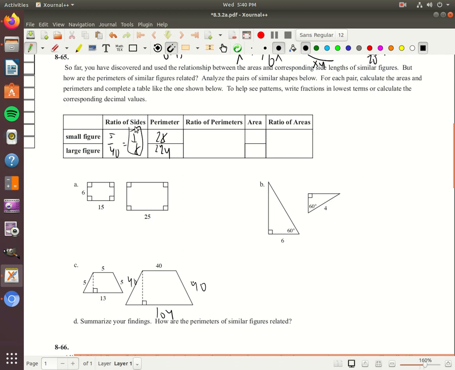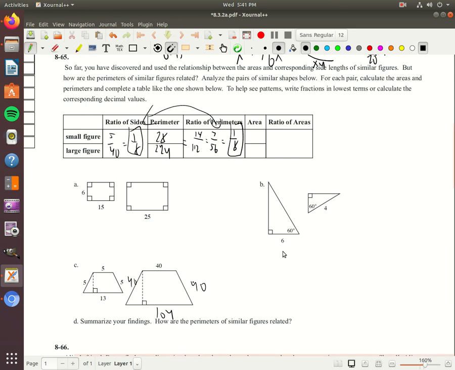Now what I'm going to do is I'm going to see if I simplify this. I know 2 goes into both of these, so I'll go 14 and 112. 2 goes into both of these, 7 and 56, and 7 goes into both of these, 1 over 8. So look at that. Just like we expected to see, the ratio of the perimeters are the same.